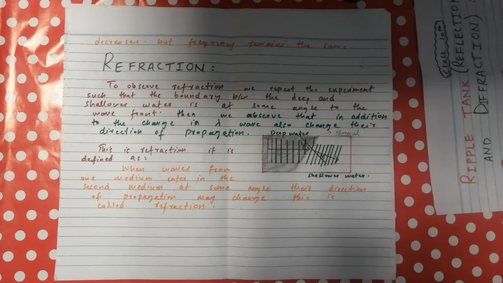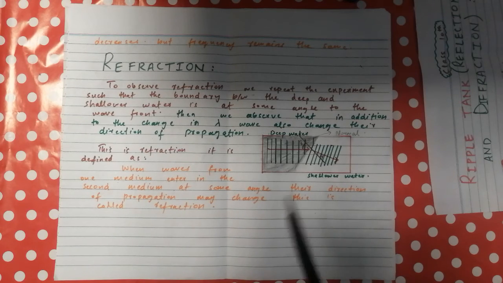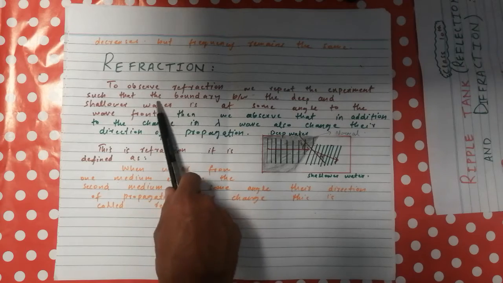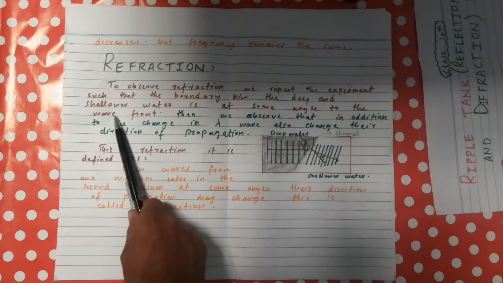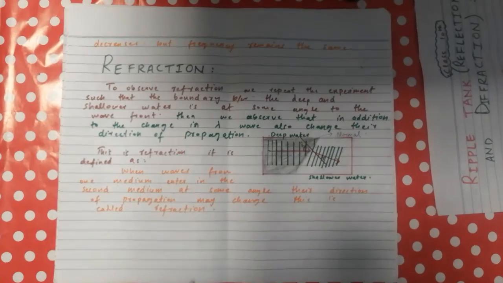Next we discuss the refraction of water waves with the help of the ripple tank. To observe the refraction, we repeat the previous experiment: we submerge a block in the ripple tank such that the water over the block is shallower and elsewhere it is deep. Actually we want to create a shallow and a deep water region and a boundary between the shallow and deep water. To observe the refraction, we repeat the experiment and set the boundary between the deep and shallow water at some angle to the wavefront.